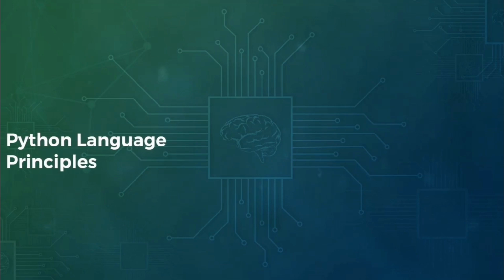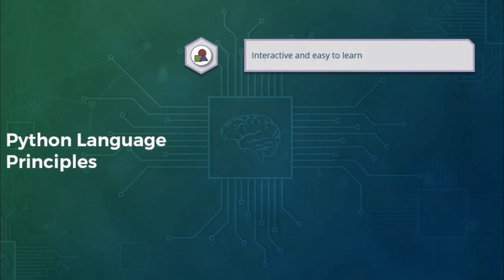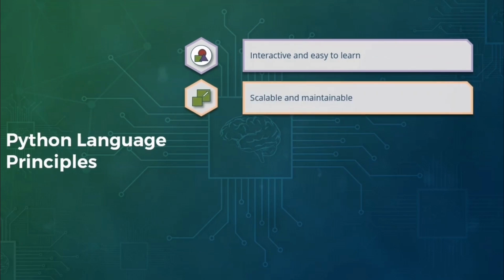Let's have a look at why Python is so widely used in the AI industry. Python programming language is very interactive and easy to learn. It helps programmers write in far fewer lines of code when compared to the other coding languages. Hence, it becomes easier for people who are new to programming to pick it up with fair ease. It is also easily scalable and easily maintainable due to vast libraries available for development.